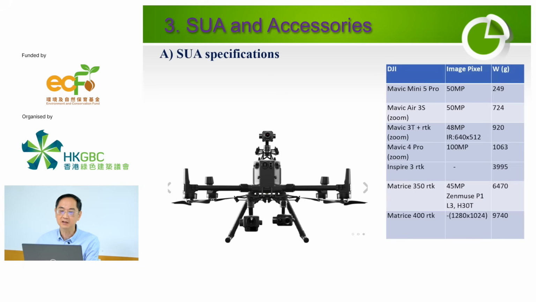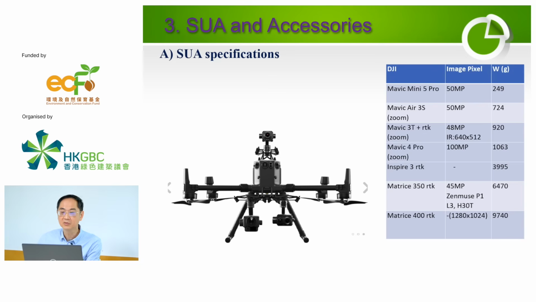Let's sum up here. If possible, we need to choose the lightest aircraft, the SUA, first, from A1, rather than, let's fly Cat C, of course, no. So, if possible, we will follow this. We will try to use the Mini 5 Pro and see whether it can satisfy our requirements.